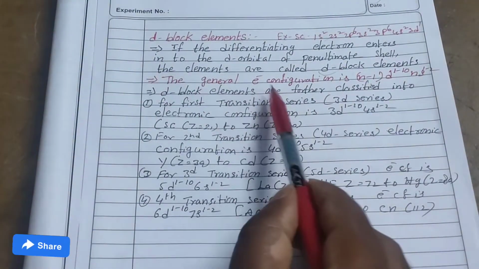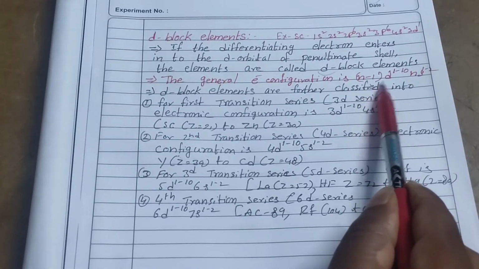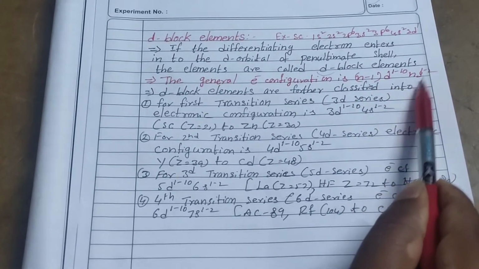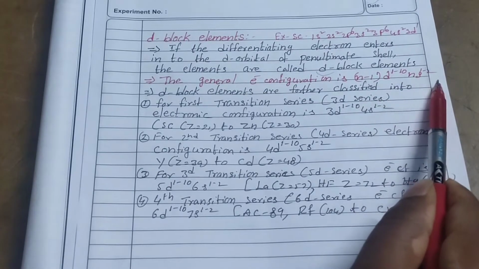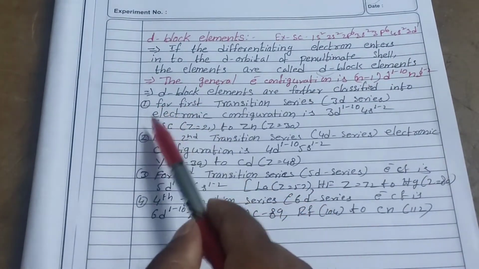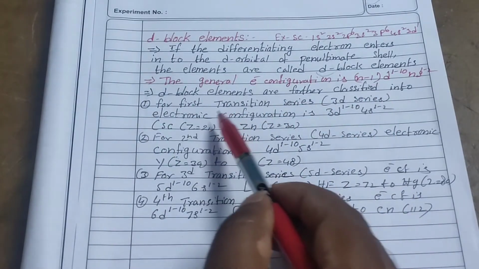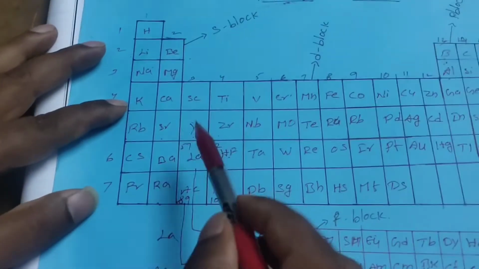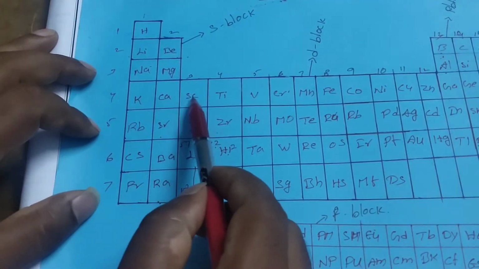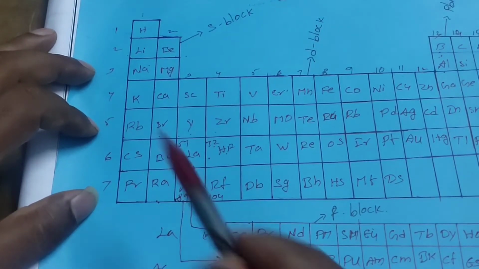Then the general electronic configuration of a d block element is (n-1)d 1 to 10 and ns 1 to 2. And the d block elements are further classified into four series. You can see here, it is the 3d series, 4d series, 5d series and 6d series.